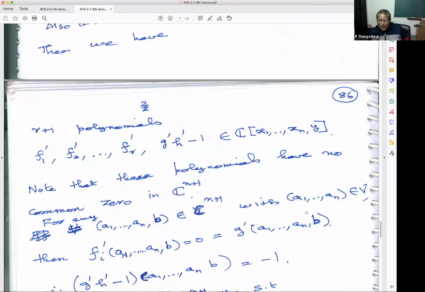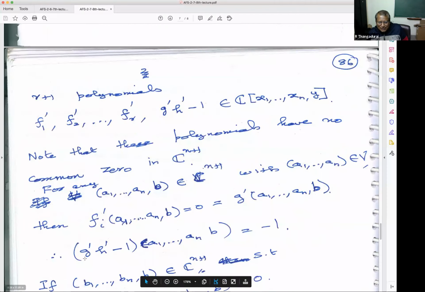Similarly for g also, the y variable is missing here. But the point is, since g is also 0, then g h minus 1 at this point is minus 1. It is not becoming 0. Whenever the first n coordinates come from the variety V, b can be any random point, these polynomials never vanish simultaneously.